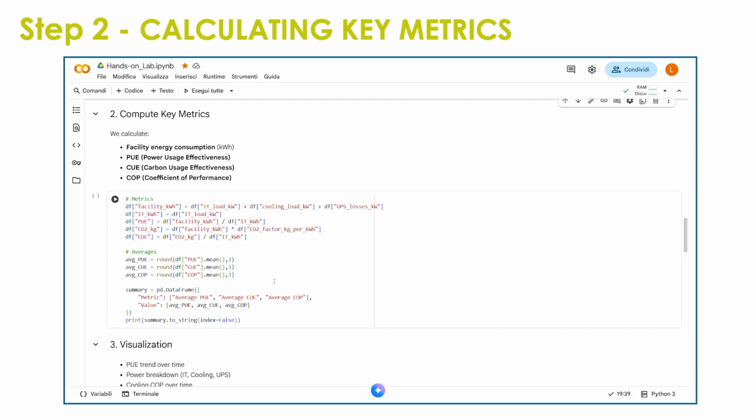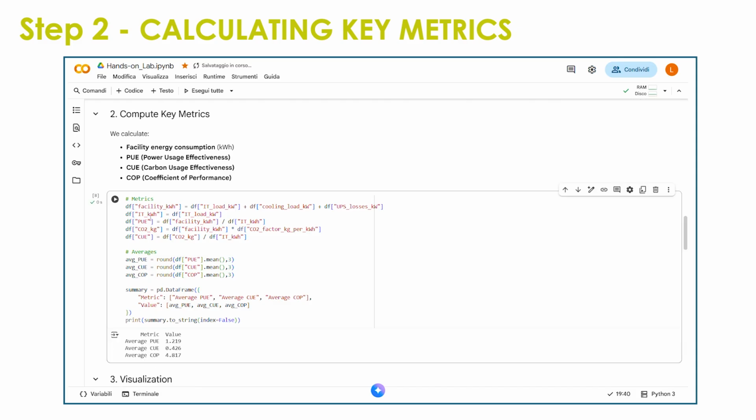To compute the CUE, we first compute the amount of emissions starting from the total facility consumption, and then divide them by the IT load. In order to have insights on the average performance of the data center, we compute the average values of these metrics. So we compute the average PUE, the average CUE, and COP. These are the results. So we see that the PUE is around 1.2, which is a really good value.